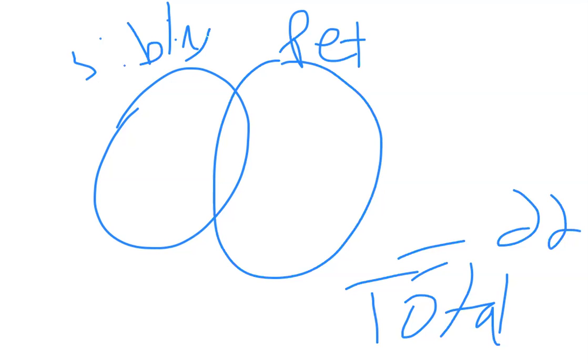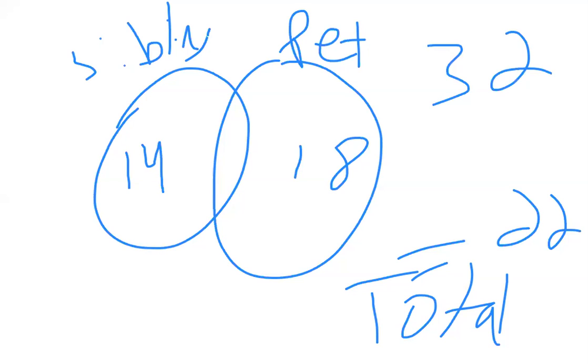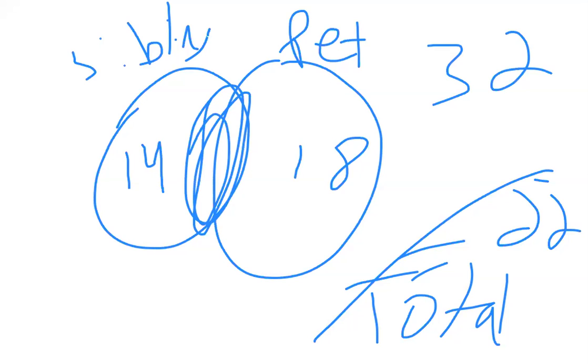Well, we know sibling has how many? 14. Pet is 18. So what is 14 plus 18? There's 32. That's not possible, right? Because your total students should be 22. That means the extra people that we're counting, that's the middle part, the both of them, because you're double counting them. So in that sense, we could just do 32 minus 22. And we'll find out that people who have both will be 10 because we overcounted them.